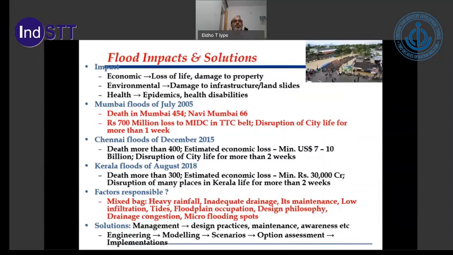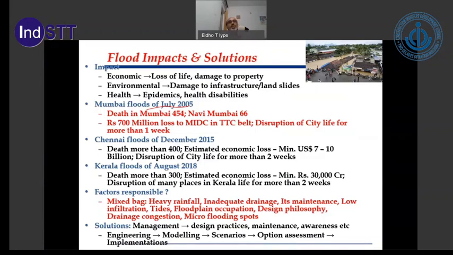For example, the Mumbai flood that happened in 2005. Deaths in Mumbai were reported as around 500, or 454, and in Navi Mumbai it is 66. And about rupees 70 crores were lost to MIDC in the TTC belt. So many issues took place in the July 26, 2005 flooding in Mumbai.